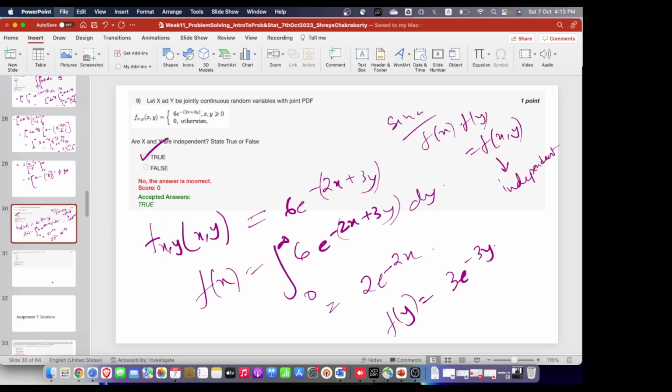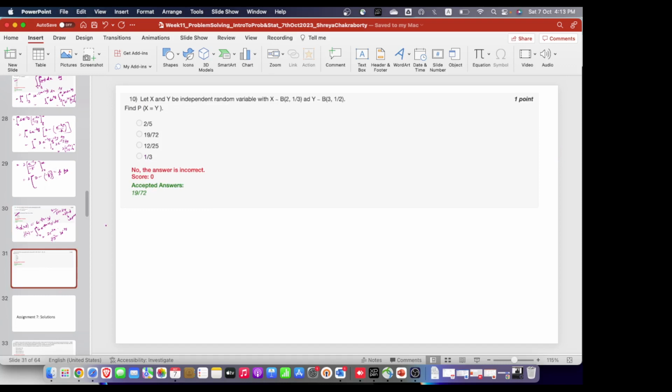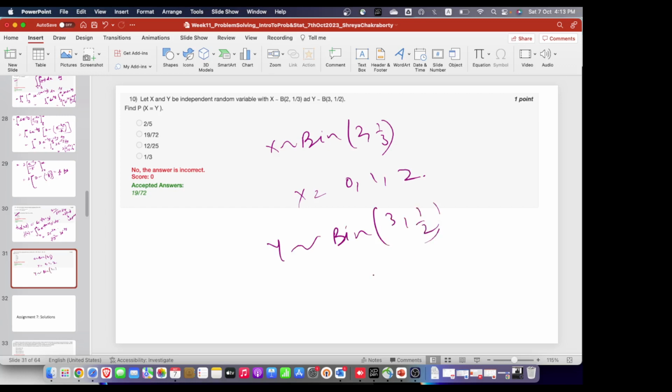Alright, now we'll move on to the next one. So here they are saying x follows binomial 2, 1 by 3. So x can take values 0, 1 and 2, and y follows binomial 3, half. Y can be 0, 1, 2, 3.